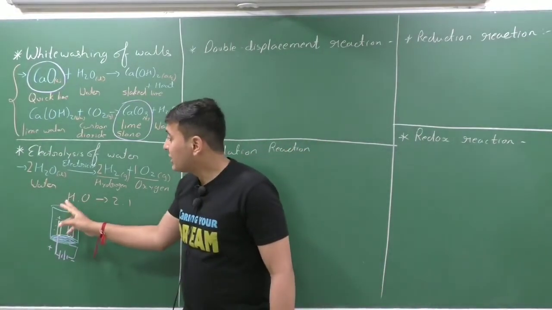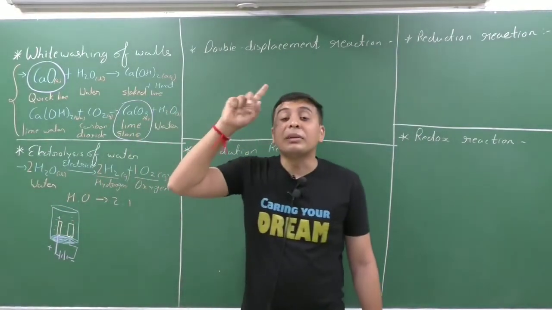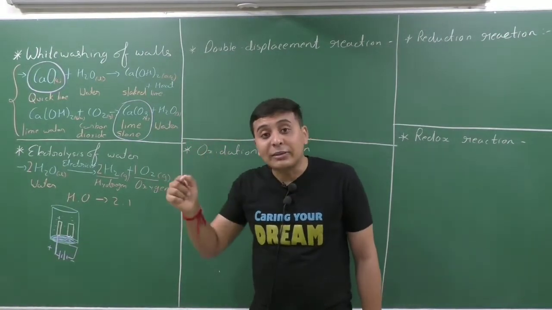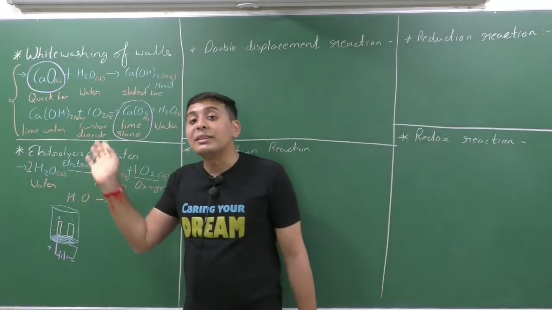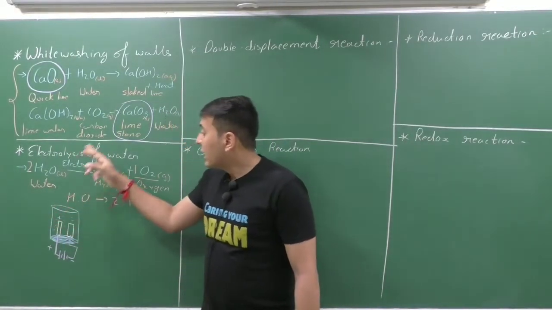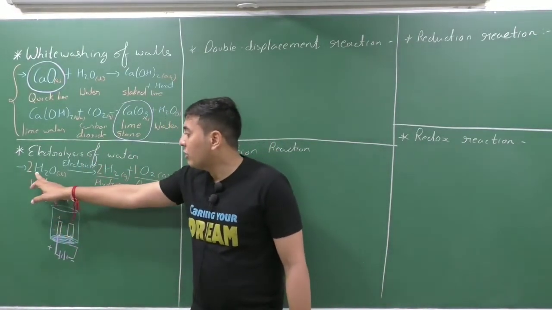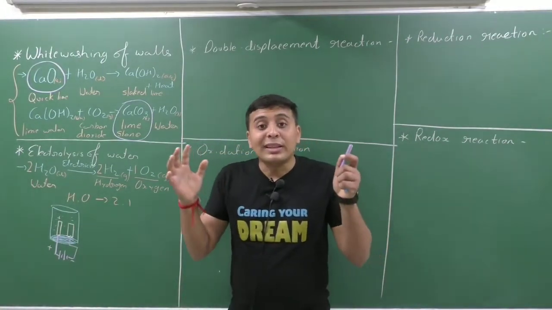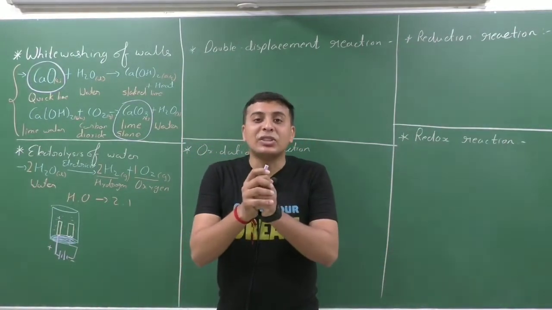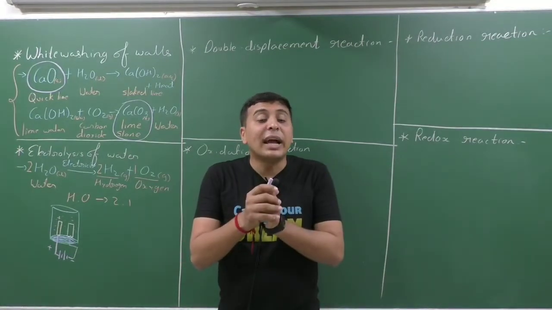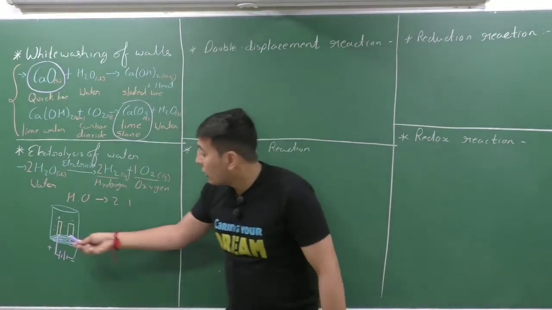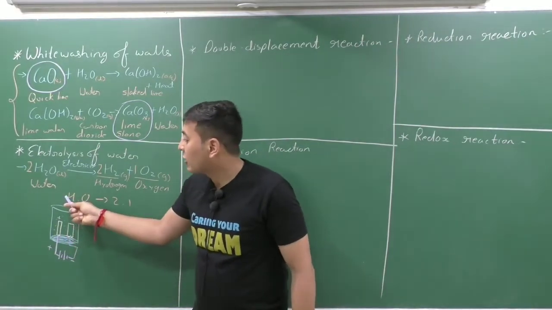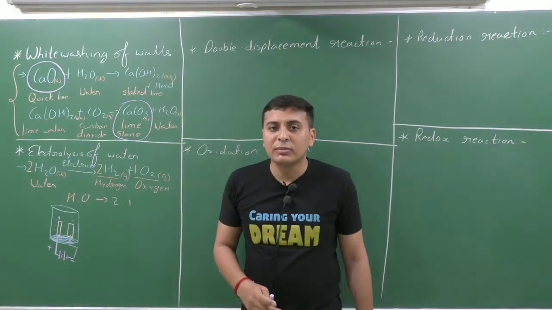So hydrogen obviously will be positive, as per the rules of writing chemical formulas. The atom or ion written in front is positive, and the next one will be negative. So hydrogen will be positive, oxygen will be negative. Positive and negative charges will attract each other. So on the positive electrode oxygen will be produced, and on the negative electrode hydrogen will be produced.